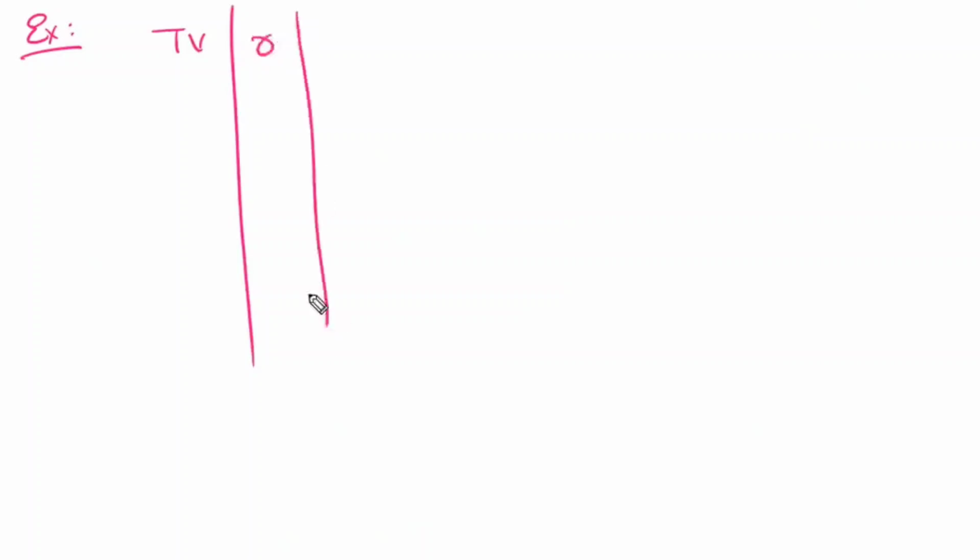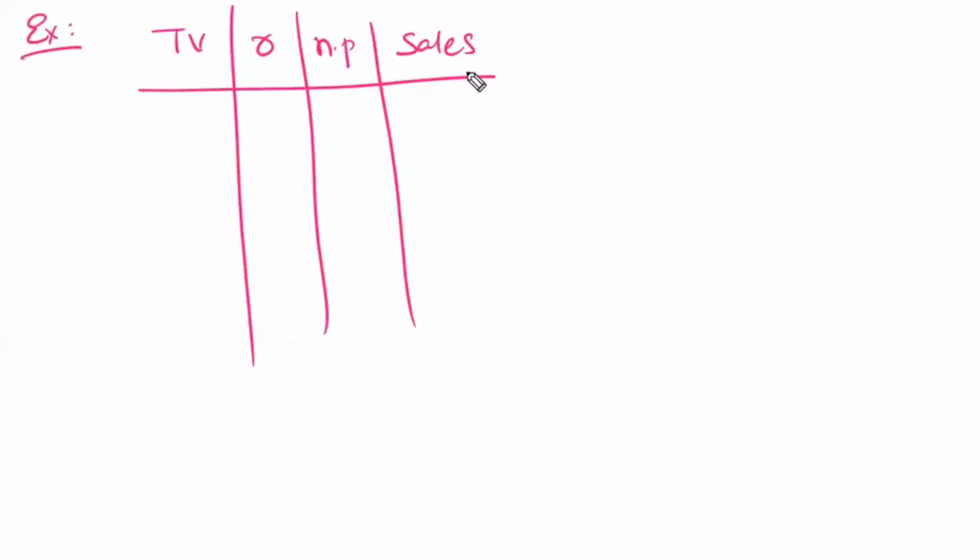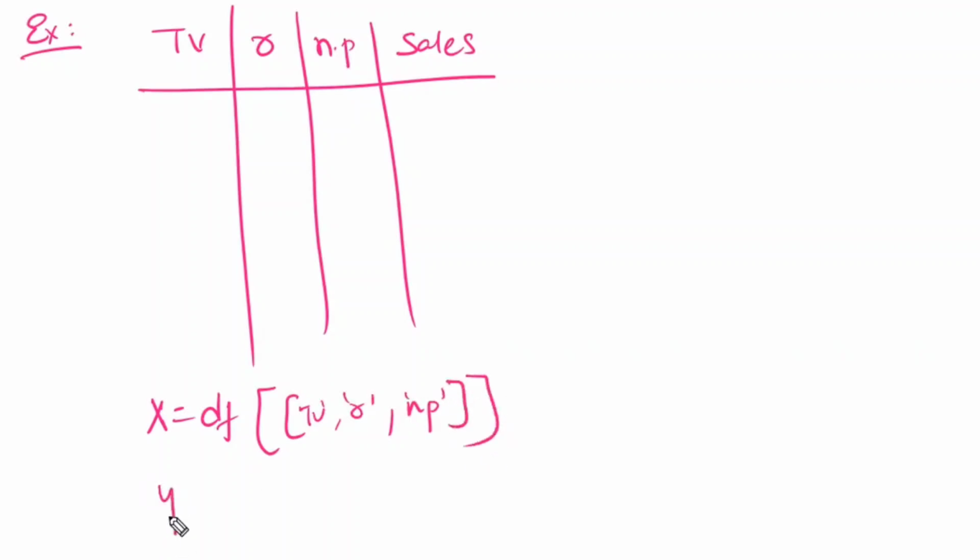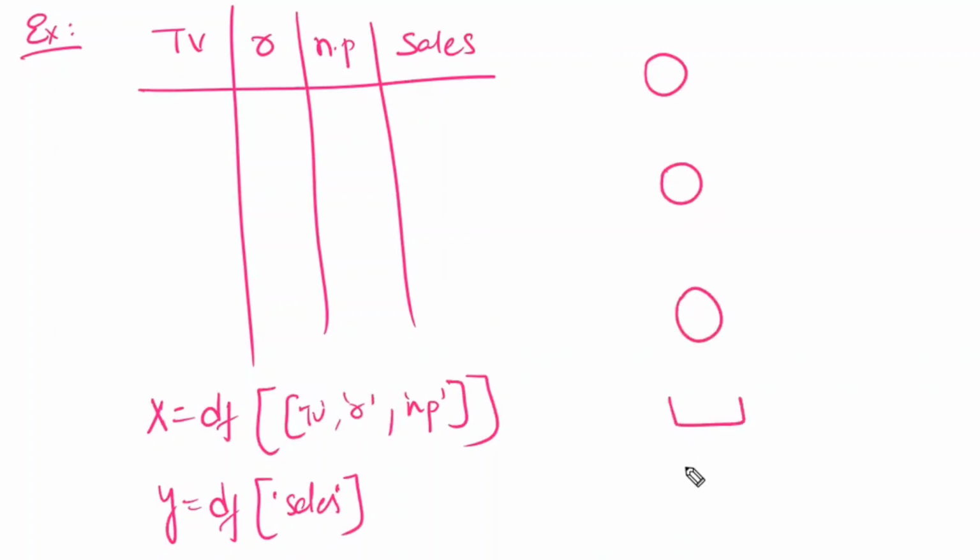Now, as an example, TV, radio, newspaper, and sales. This is the data set. For this data set, I am considering x is equal to df of TV column, radio column, newspaper column. 3 columns I am considering, whereas y is equal to df of sales. In the x, how many features am I using for training purpose? 3 features are there. So I have to use 3 neurons. And this is called the input layer.